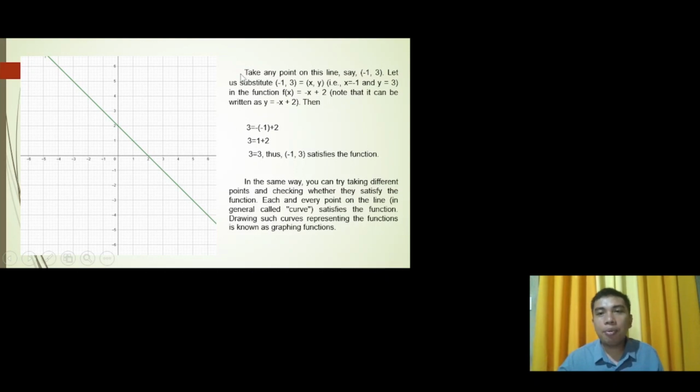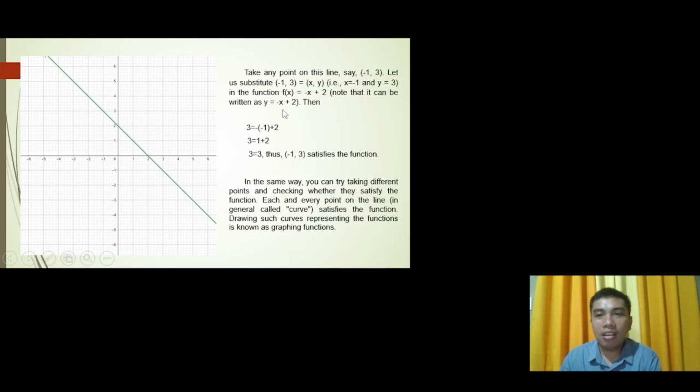Take any point on this line, say negative 1, 3. Let us substitute negative 1, 3, that is x, y. X there is negative 1 and y is 3, in the function f of x equals negative x plus 2. Note that it can be written as y equals negative x plus 2. So we are going to substitute now. The value of y is 3, so put that one here.